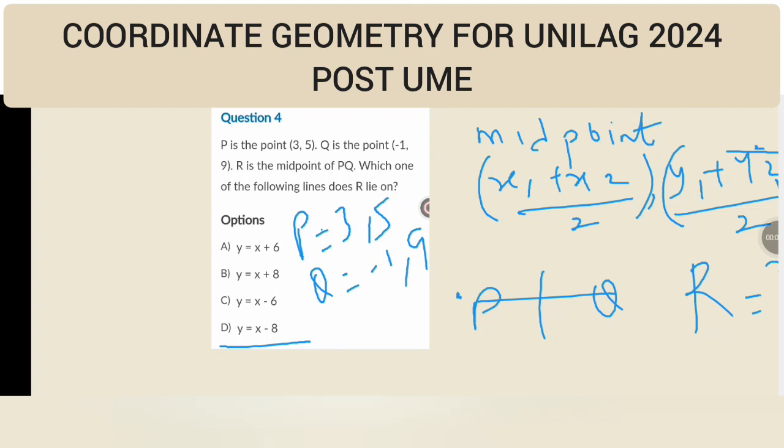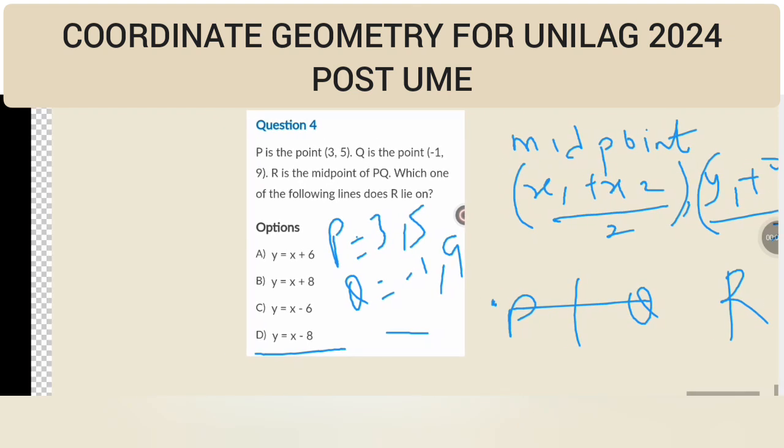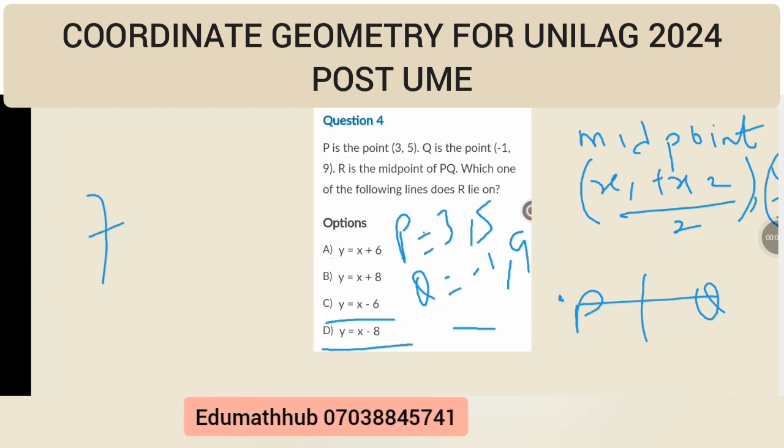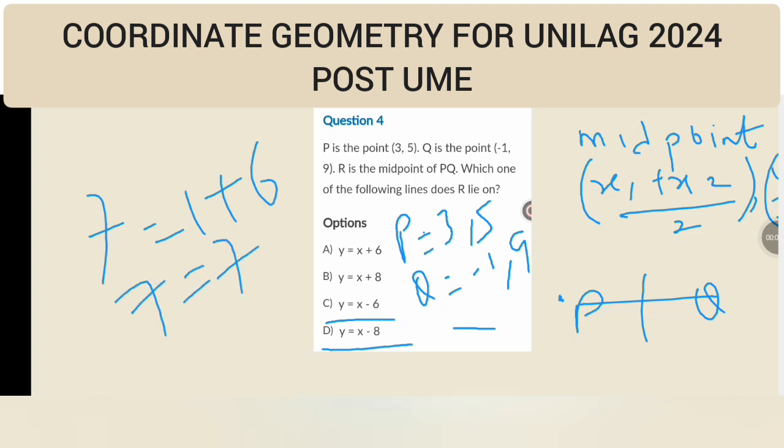Then let's go to option C. Option C says y equals x minus 6 and y is 7. So 7 equals 1 minus 6, which is not balanced. So let's try option A. Option A says y equals x plus 6. y is 7 and x is 1. 1 plus 6, so 7 equals 7, which is actually balanced. So the answer is option A.